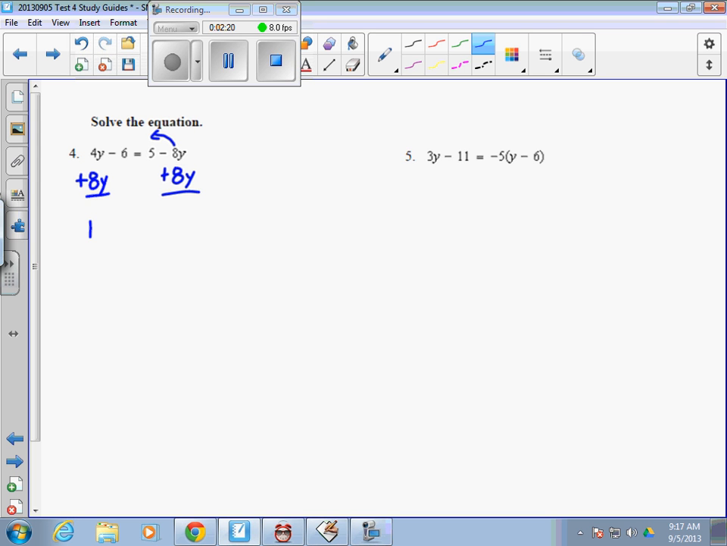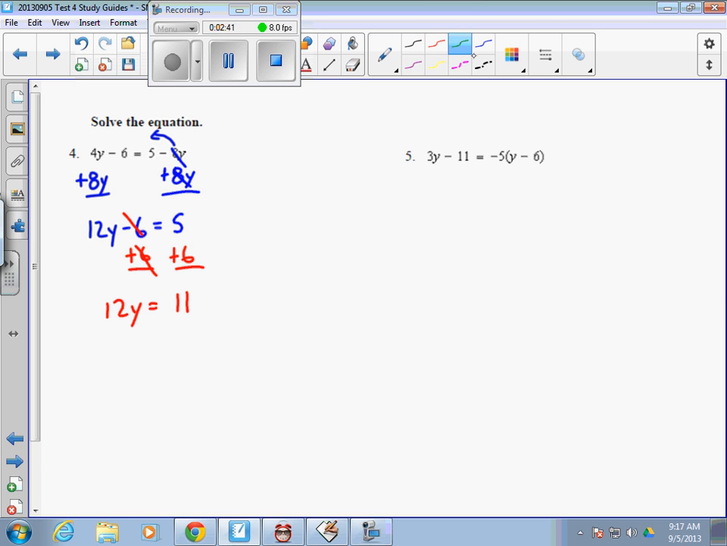4y plus 8y is 12y. Minus 6 equals 5, and these will cancel each other out. Bring everything else to the other side. Get rid of minus 6 by adding it. If you add it to the left, add it to the right. You have 12y on the left. This will cancel. Equals 5 plus 6 is 11.